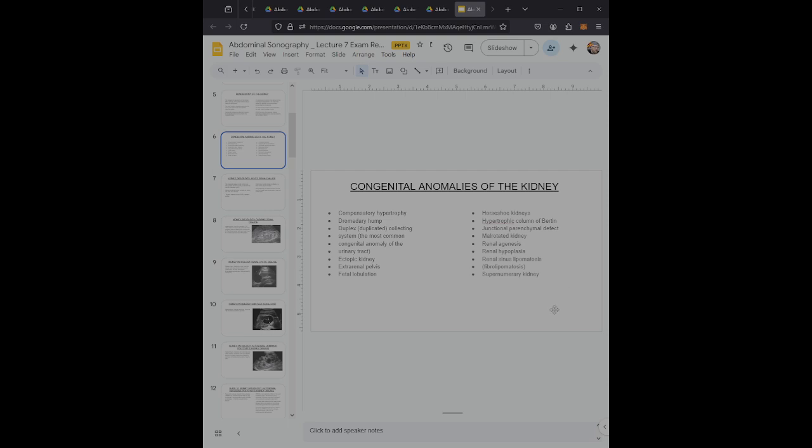Renal hypoplasia is an underdevelopment of the kidney, in which there are too few nephrons, and the kidney is smaller than normal. Renal sinus lipomatosis is excessive fat within the renal pelvis, and a supernumerary kidney is a third smaller kidney.